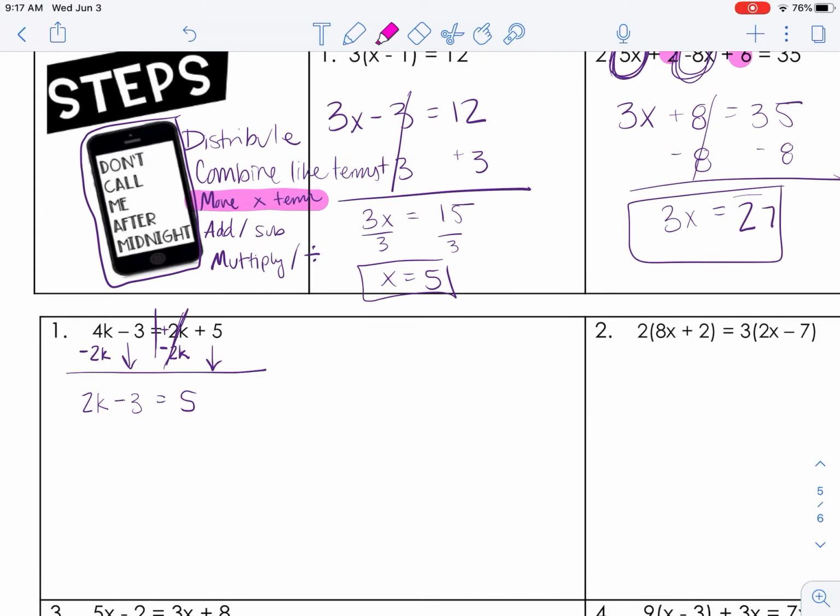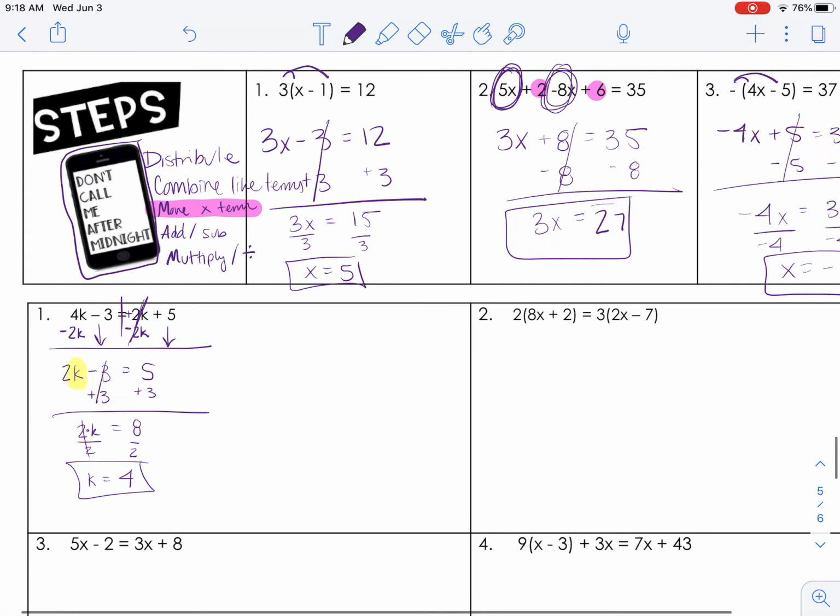So remember, we're trying to isolate the variable. We want k by itself. So we're going to undo addition and subtraction first. I'm going to undo that subtraction on both sides, and I get 2k equals 5 plus 3, which is 8. Now I've got to undo that multiplication by dividing. And k equals 4.